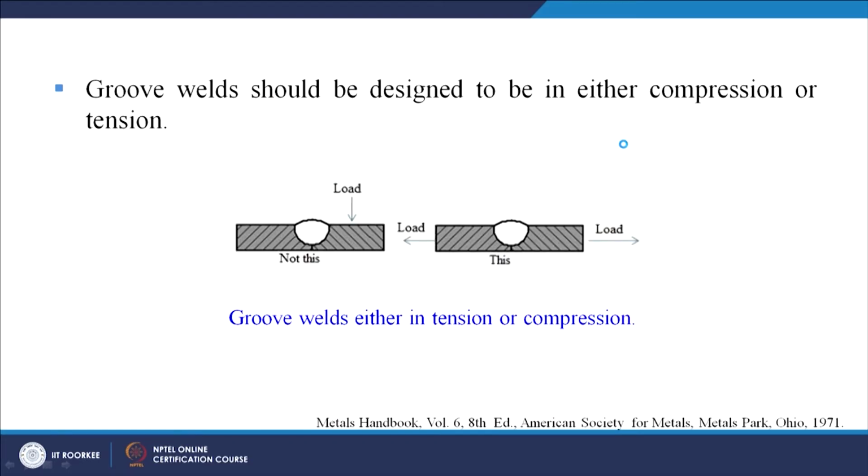Now let us see the grooves. Weld should be designed to be either in compression or tension. Here we can see this is our welded joint and here the load is acting. So it is not in tension or compression. This is not recommended. But here we can see this is our weld bead profile and the loading is in this direction, tension, or it can be in compression also. So this is what is recommended.